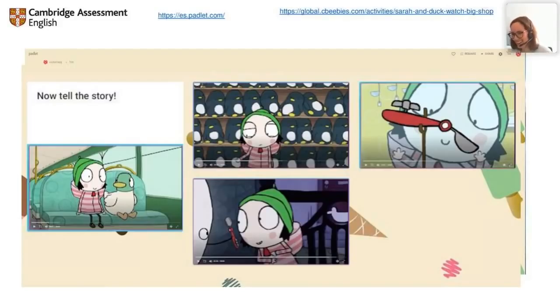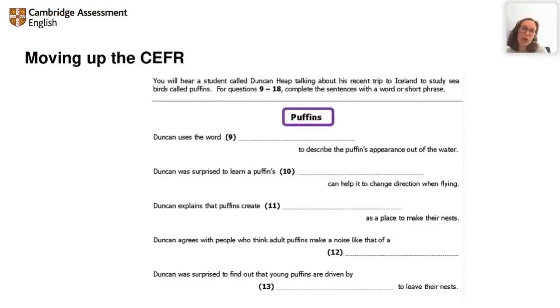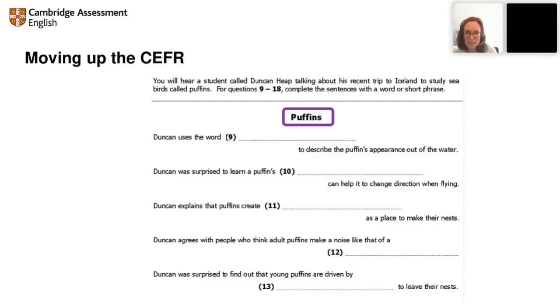You continue. Okay. Well, in this case, we are moving up the CEFR level to another task. In this case, that can be found on First Certificates. And here you can see that students need to fill in the gaps with words that they hear. In this case, the text is about puffins. Sorted, George?